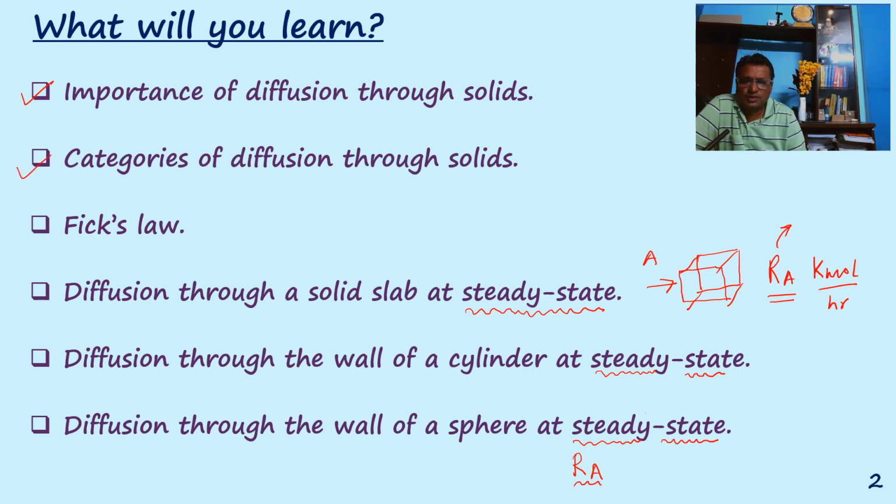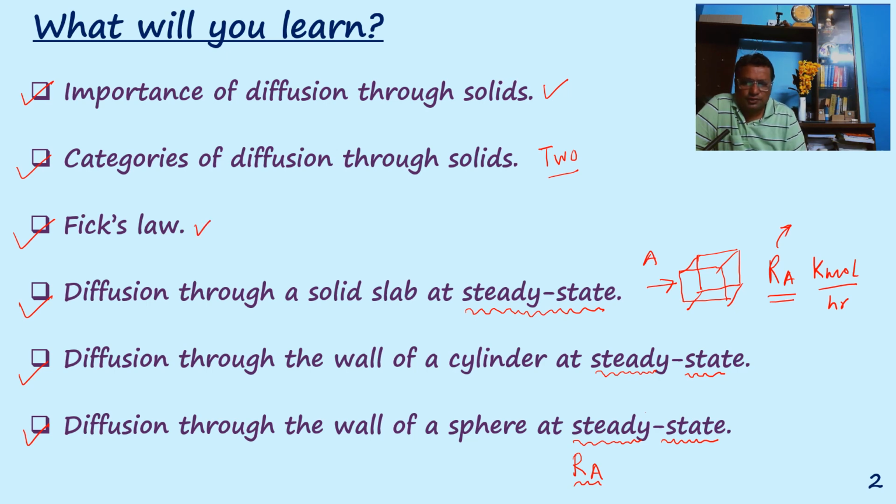Okay, so these are the concepts we are going to understand in this video. First, we will understand the importance, then we will know the categories of diffusion through solids. As I said, there are two categories. Out of this, the first category includes that diffusion which follows Fick's law. So first we'll understand how Fick's law can be applied for such diffusion.